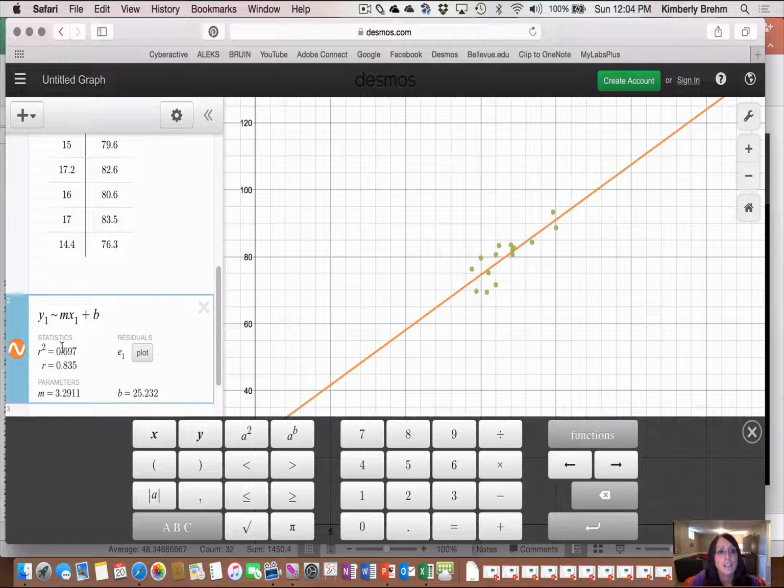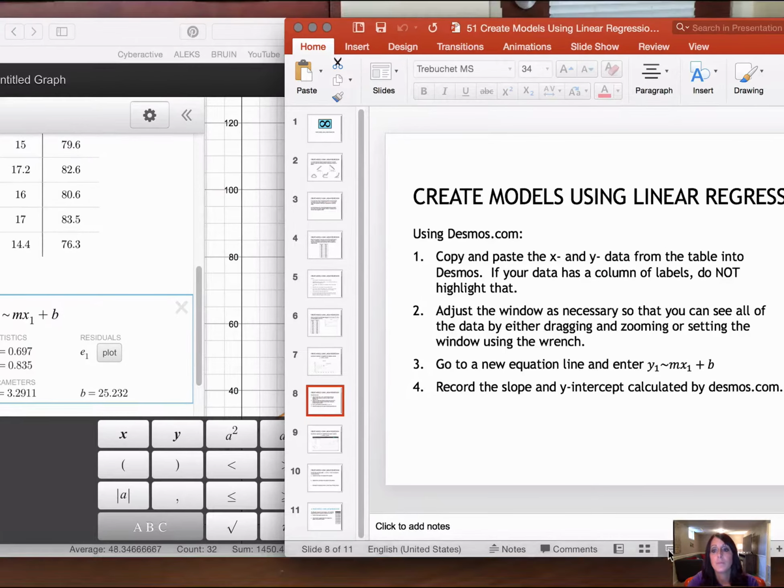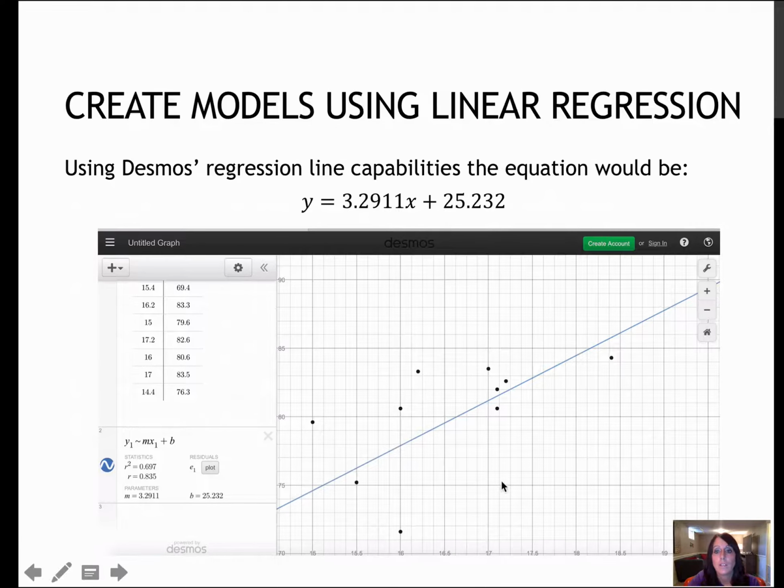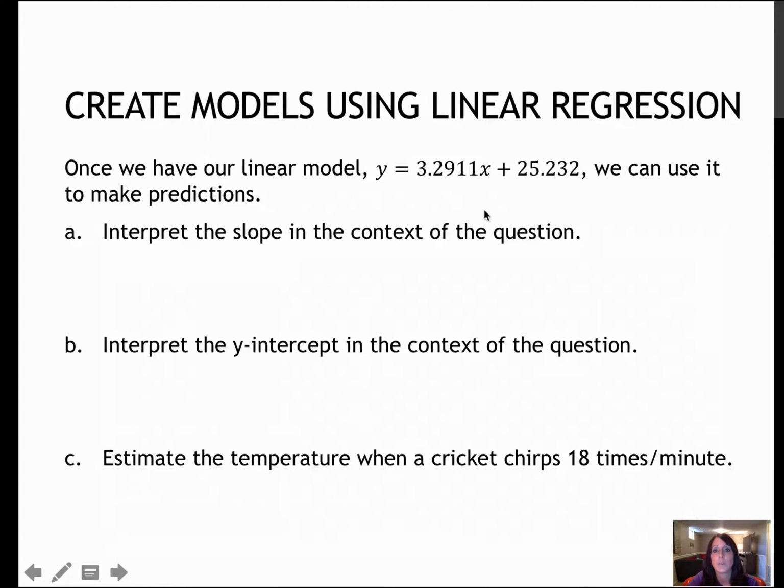And down here, we won't talk about the residuals or the r squared or r value. We'll talk about that in statistics if you take a statistics course. But it does give me my m of 3.2911 and b of 25.232. If you'll remember, that is the exact same equation that Excel came up with when we did this in Excel. So notice, same idea. This one I've zoomed in a little bit more, but it's got my m value and my b value, and those two equations were the same.